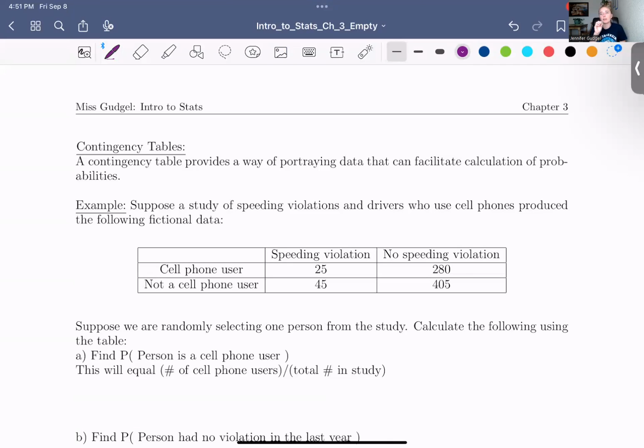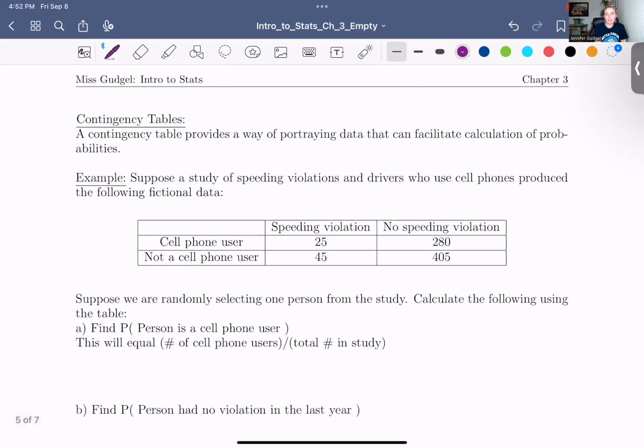So what we're seeing here are these four numerical categories. 25 people answered yes to both. Yes, I have a cell phone. Yes, I have a speeding violation. 280 people said, yes, I have a cell phone. No, I don't have a speeding violation. 45 said, yes, I have a speeding violation. No, I don't have a cell phone. And 405 said, no, I don't have a cell phone. No, I don't have a speeding violation.